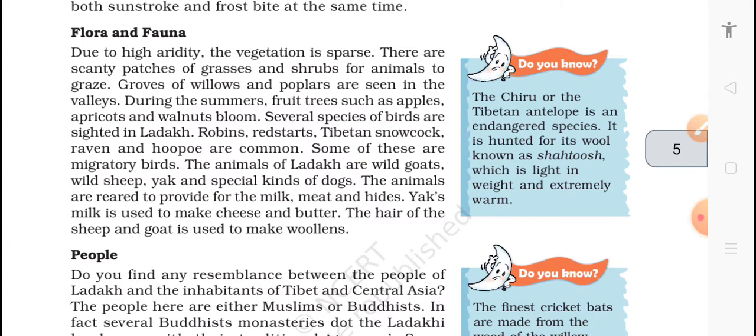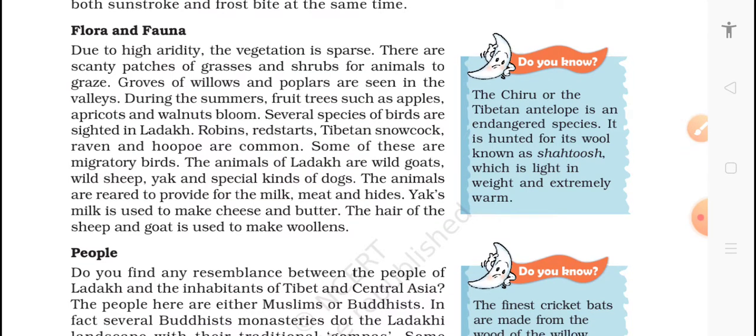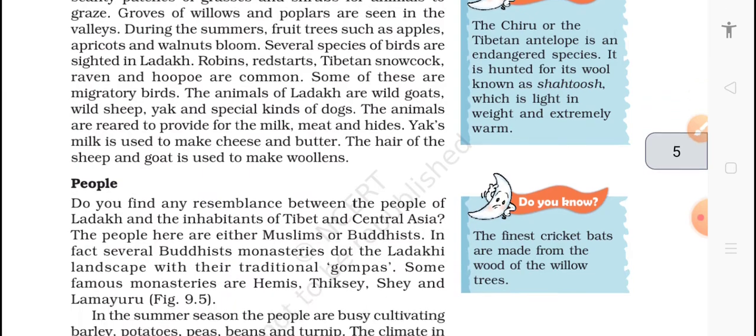Several species of birds are sighted in Ladakh: Robin, redstart, Tibetan snowcock, and migratory birds. The animals of Ladakh are wild goats and wild sheep. So this is a very cold area, and animals which have very thick skin and feathers are found in such areas.